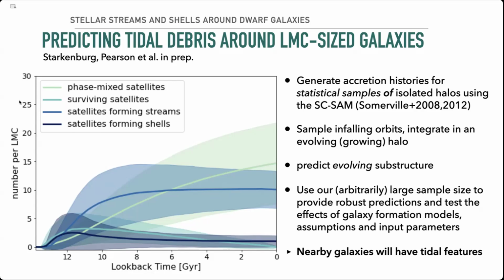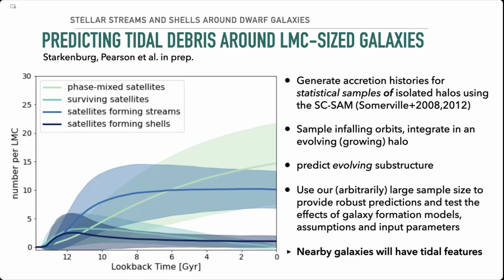I think shell formation, well, there are two things that play a role there. Actually, the first thing I would say is, yes, you see most of the shell formation at early times. The reason for that is that most of the mergers happen at early times. And especially the higher mass ratio mergers happen at early times. And so that's why you have more shell formation there. And the streams pick up later.